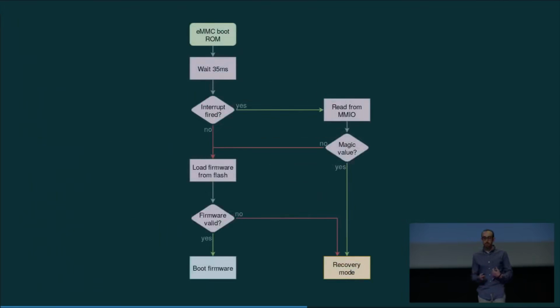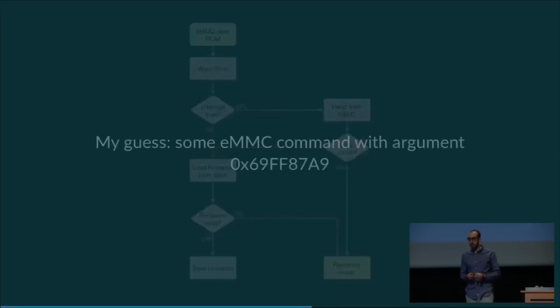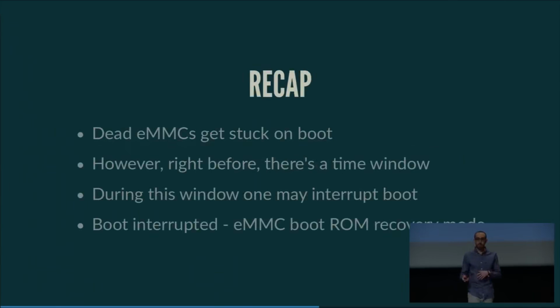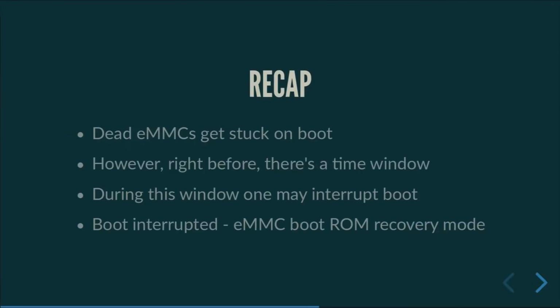And my guess is that, so this is a schematic of the boot process, and the left column is the normal boot process. And if we ever get to the right column, we will get into this recovery mode. So my guess is that this interrupt number 7 corresponds to some eMMC command. And this value that they read from memory mapped IO is probably the eMMC argument because it's 32 bits. So dead eMMCs get stuck on boot. So this is if the chip is already dead.